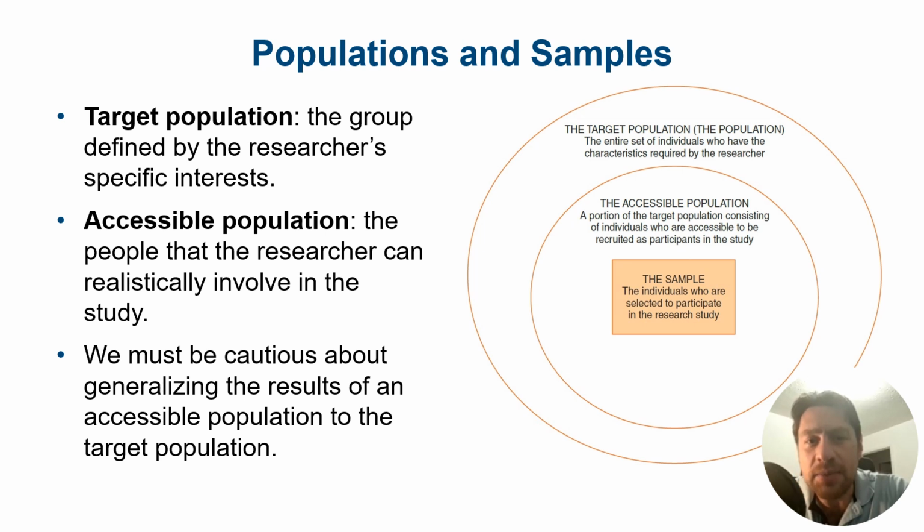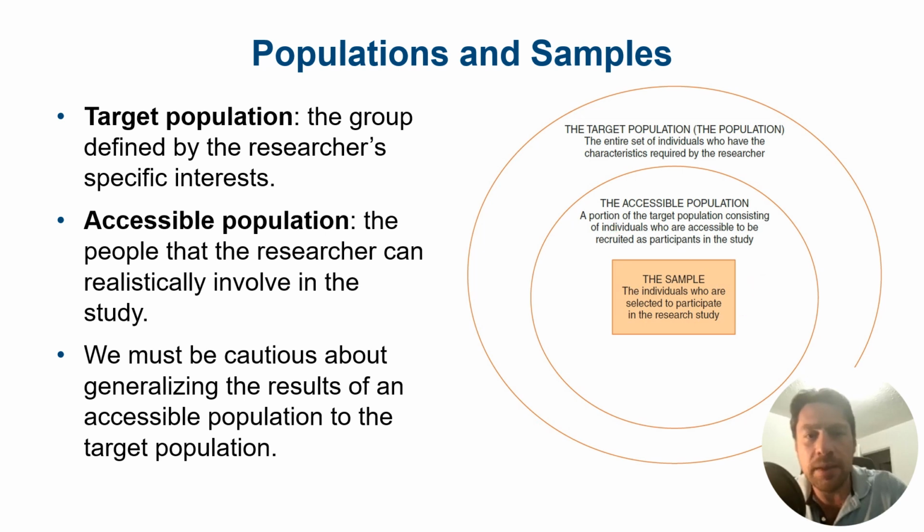So these concepts are represented in this illustration here. So you have the target population, all the people that you care about. Now, a subset of that population is the accessible population, the people that you actually have access to. And so your sample is going to come from the accessible population.